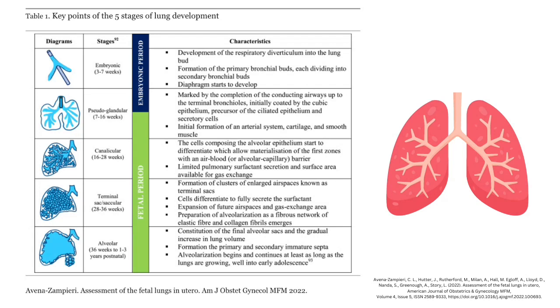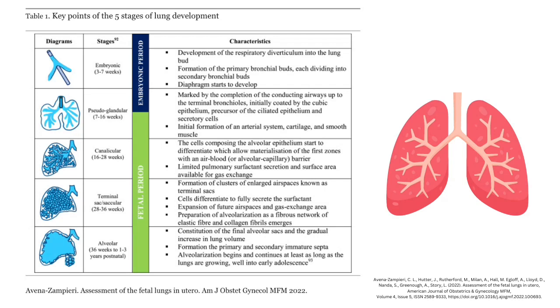Then in the canicular stage, which is 16 to 28 weeks of life, your branches start to grow out further, and this is when you start to get the air and blood barrier, which is called the alveolar capillary barrier. And this is when you still have limited pulmonary surfactant secretion and a small surface area available for gas exchange. Once you reach the terminal saccular phase, which is 28 to 36 weeks, your tree now is starting to have buds of leaves. And this is when you're starting to get air sacs in the lungs, also known as terminal sacs.